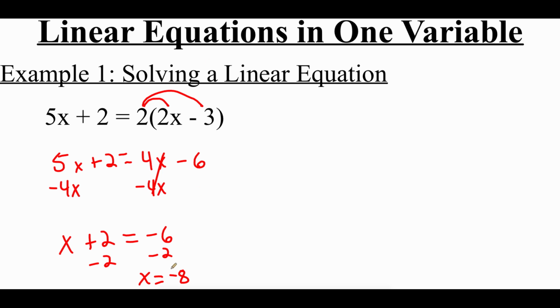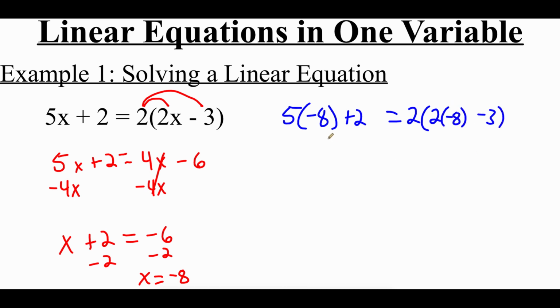Now what we should do with this is take it and go back up to our original equation and plug it in to make sure that it actually works. We're confirming our solution here. So we're going to take that negative 8 and plug it in for our x's just to make sure that it does work. So we've got 5 times the negative 8 plus 2 equals 2 times the negative 8 minus 3.